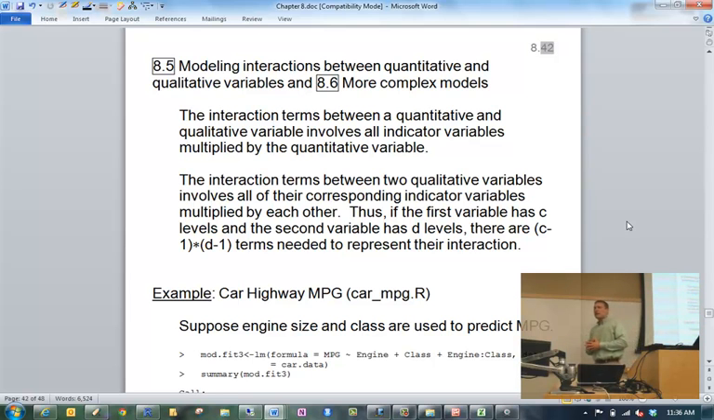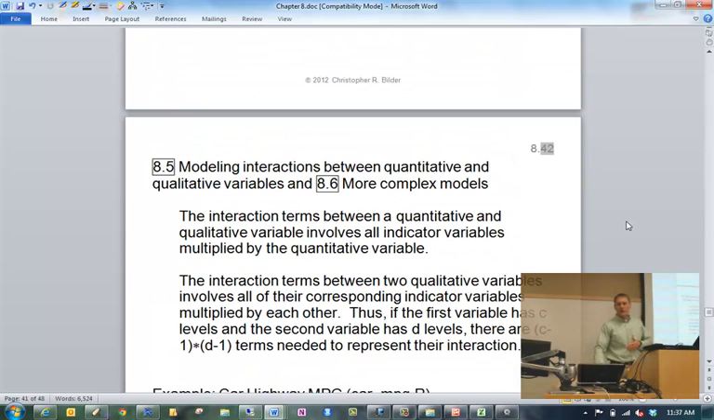So I'm kind of just combining some stuff here. Modeling interactions between quantitative and qualitative variables in more complex models. Essentially what this section is looking at is this. Suppose we have some quantitative variables, maybe some qualitative variables as well. How do we include, let's say, interactions between the quantitative and qualitative? How do we include interactions between 2 qualitative variables as well? That's what this section talks about. And it's really not that difficult to include these interactions.